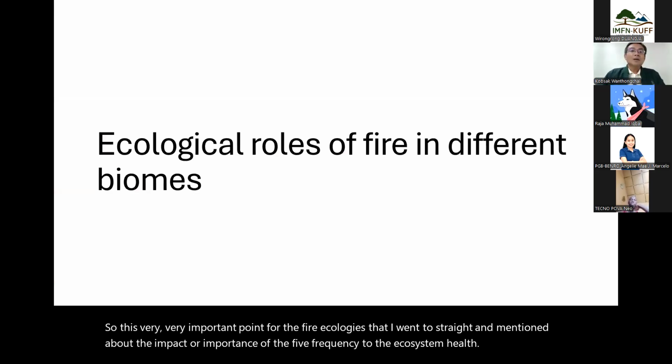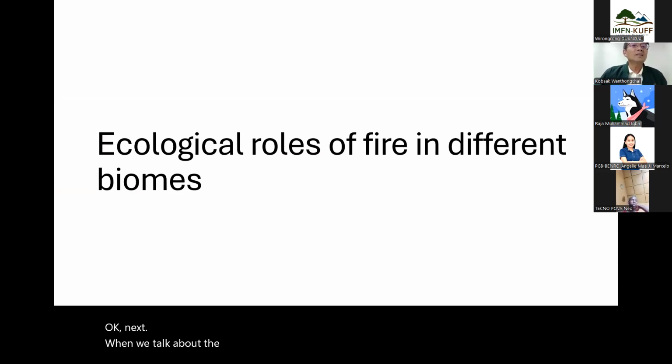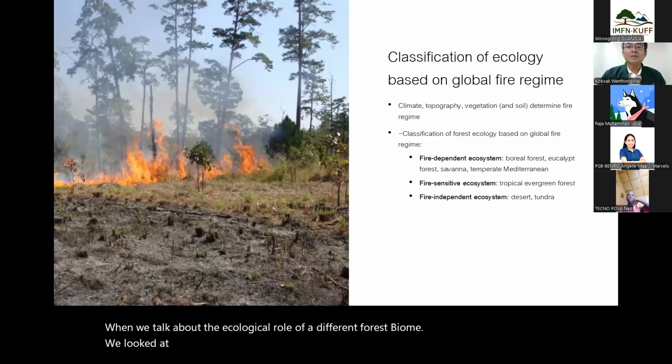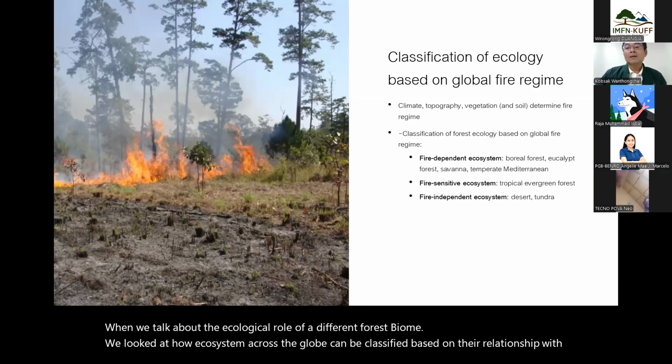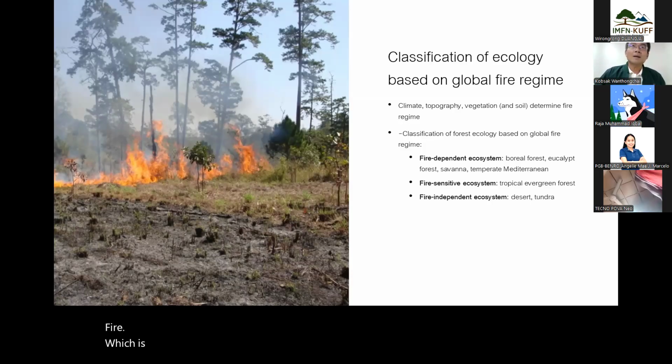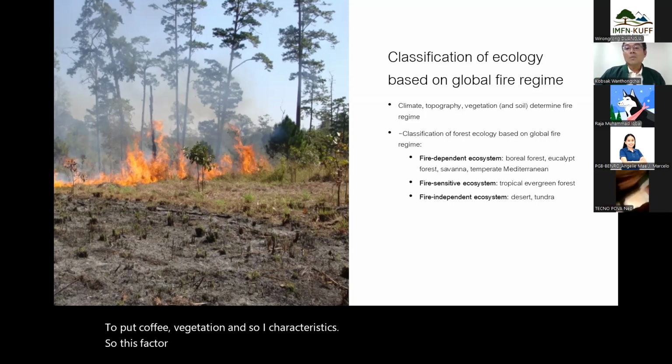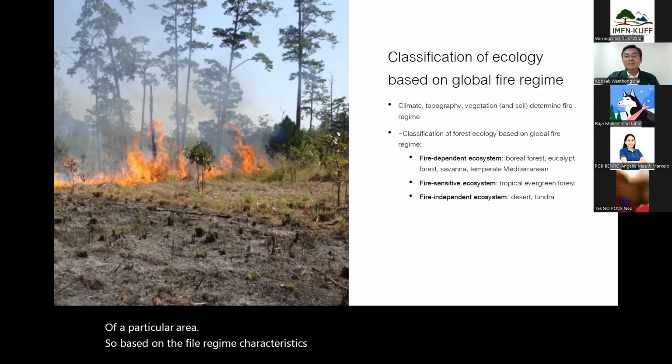Okay, next we will talk about the ecological role of fire in different forest biomes. In this slide, we look at how ecosystems across the globe can be classified based on their relationship with fire, which is largely influenced by climate, topography, vegetation, and soil characteristics. These factors together shape what we call the fire regime of a particular area. Based on fire regime characteristics, forest ecosystems are broadly grouped into three categories.